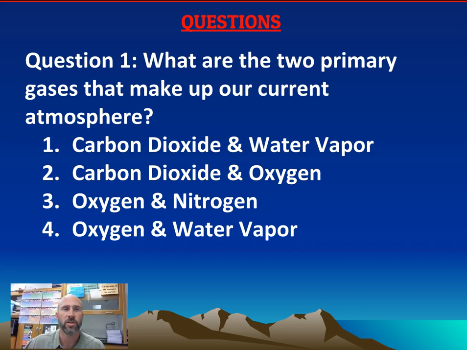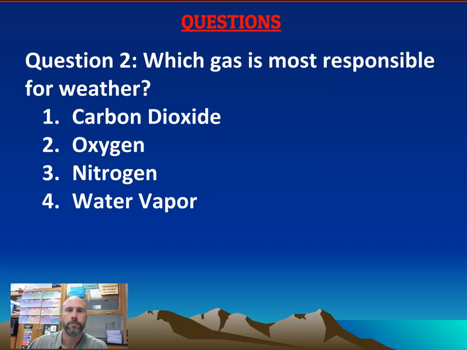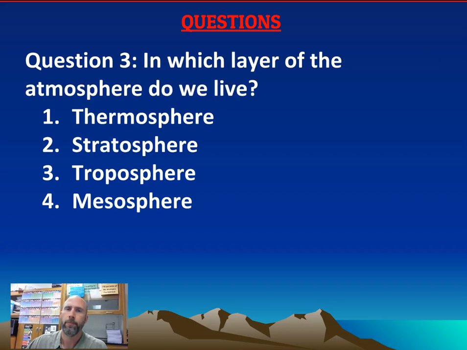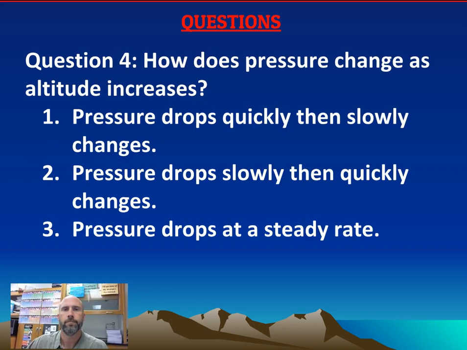All right, here's some questions I want you to answer. Question number 1. What are the 2 primary gases that make up our current atmosphere? We just talked about it. Question number 2. Which gas is most responsible for weather? Now think about this one. Most responsible. Question 3. In which layer of the atmosphere do we live? And lastly, how does pressure change as altitude increases? Look at these options.